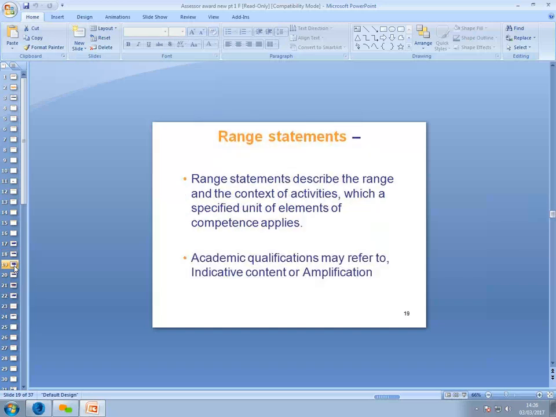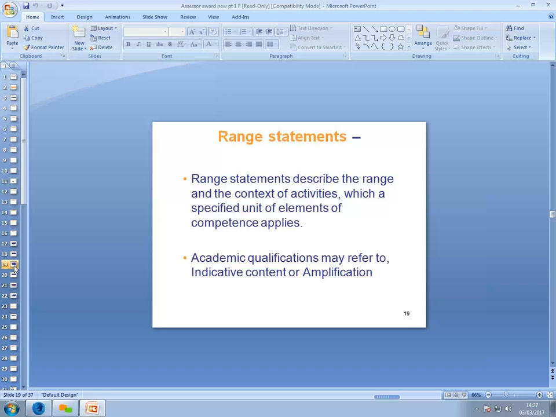Range statements. This will have for practical work. It will say you have to achieve a certain amount of activities, and it will specify which unit or element the competence applies to.